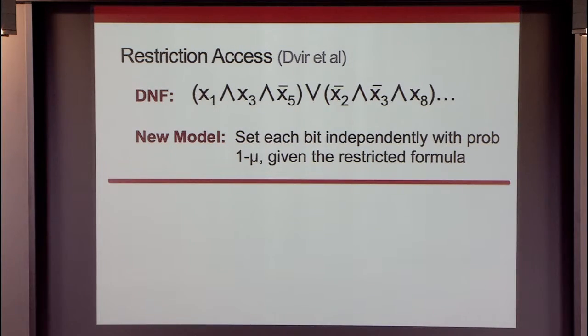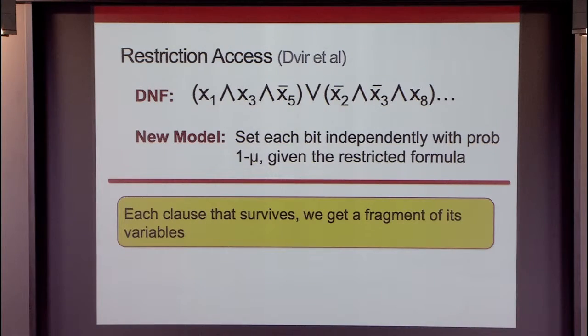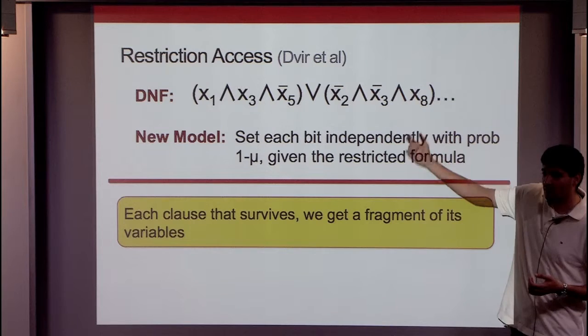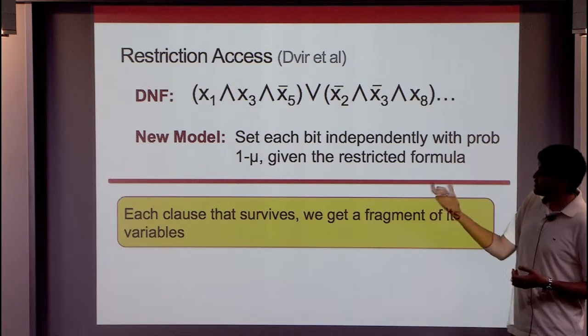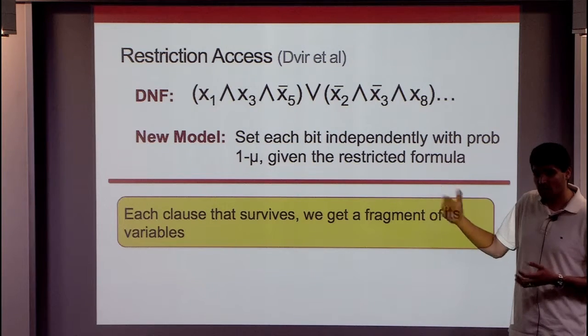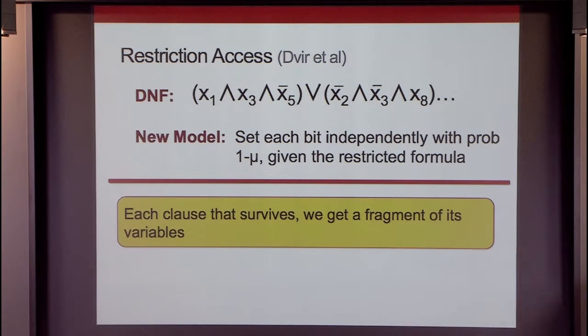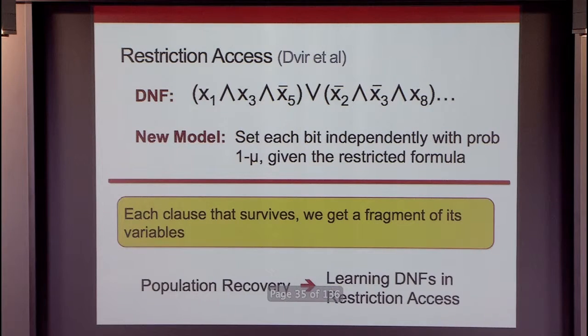And you have, in a technical sense, the same type of issue: for each clause that survives, you get some of the variables that arise in it, but you have the same technical difficulty that when I see a bit of a clause surviving, I don't know how to match it up with which clause it originated from. That was the same issue in population recovery, that when I saw a fragment of a species, I didn't know how to match it up to which thing actually generated it.